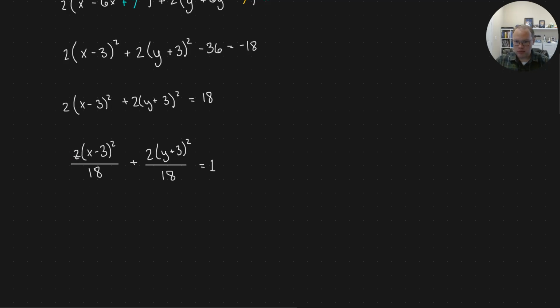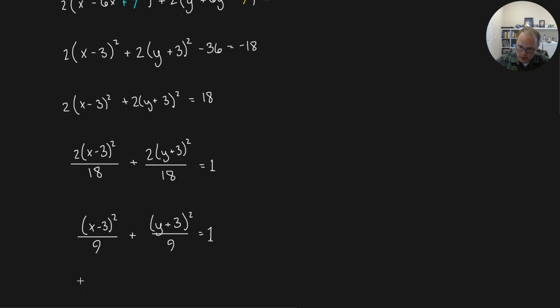So 2 goes into 18 9 times, so I get (x minus 3) squared over 9 plus (y plus 3) squared over 9 equals 1. And I have my ellipse. Okay? In fact, if you've got a sharp eye, this is actually a special kind of ellipse. It's a circle because the amount I move in the x direction and the amount I move in the y direction away from the center is the same. I'm moving 3 units left and right, and I'm moving 3 units up and down. And because I'm moving the same distance, that's a circle.